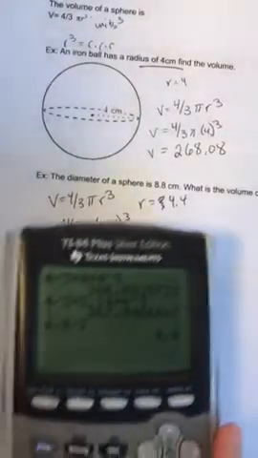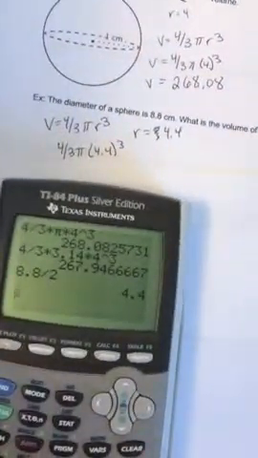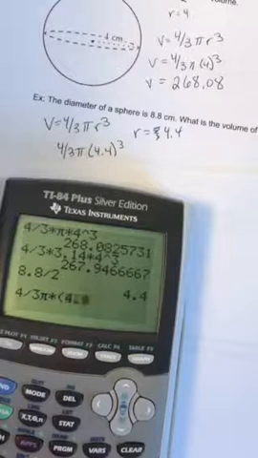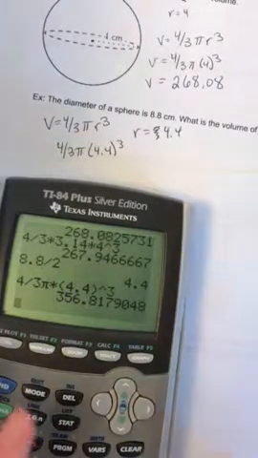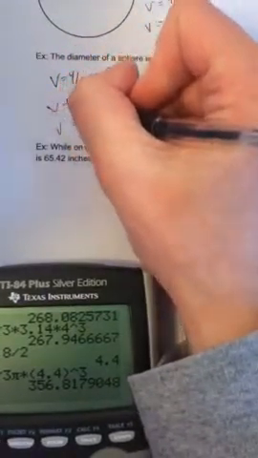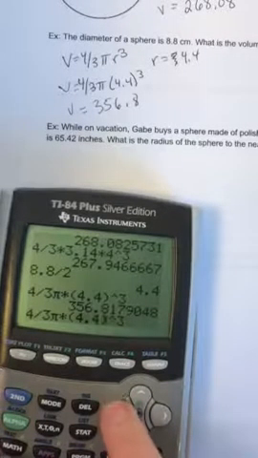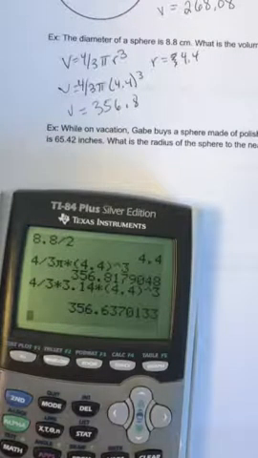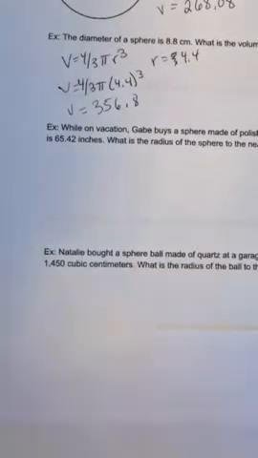And again, I'll show you how I type it in the calculator just to refresh your memory. So 4, I'm sorry, I apologize, it's 4/3 pi. 4 divided by 3 pi times, now I'm going to put the 4.4 in parentheses just to be safe, but you don't have to in this case. It is going to be approximately 356.8. Now again, if you've been typing in 3.14, I'll tell you what that is: 356.6. So it's pretty close on these ones, but the radius is pretty small. Now we're going to keep going.